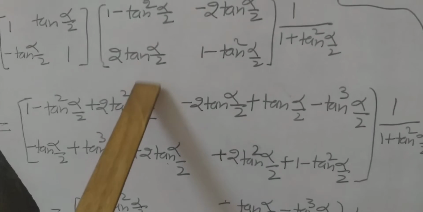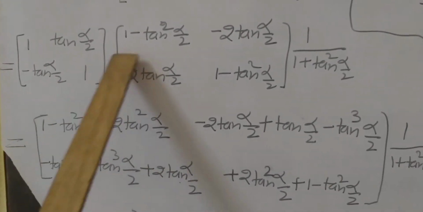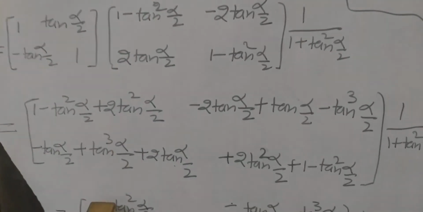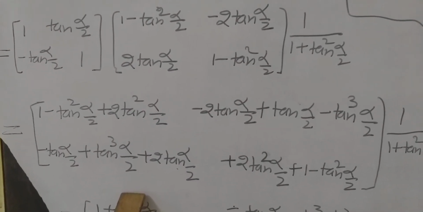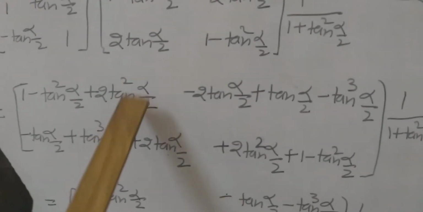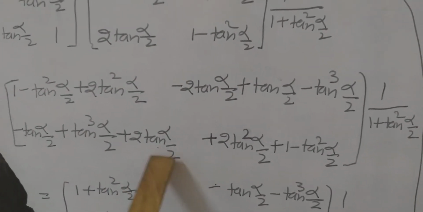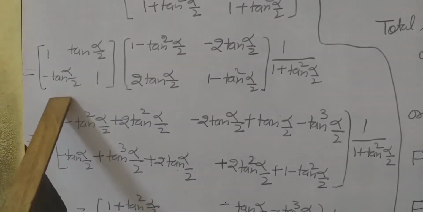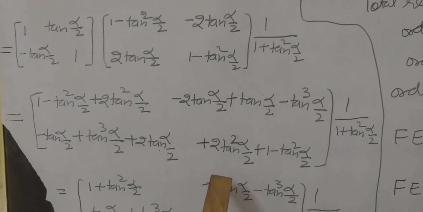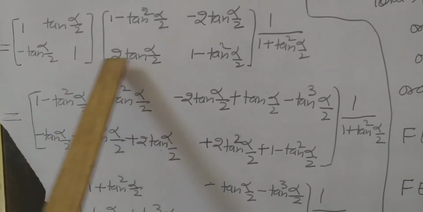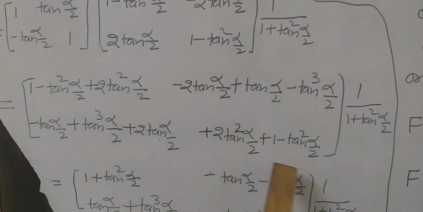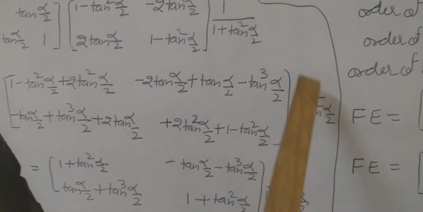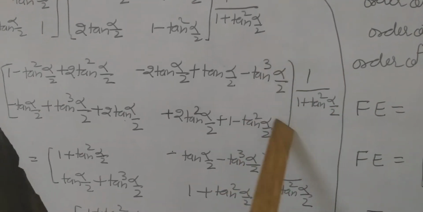Now second row first column, minus tan alpha by 2, minus plus tan cube alpha by 2. 1 multiplied by 2 tan alpha by 2 plus 2 tan alpha by 2. Now second row second column, student, minus plus 2 tan square alpha by 2, 1 multiplied by this will remain as it is, 1 minus tan square alpha by 2. Okay students, and this part, the common part, will be written as it is.